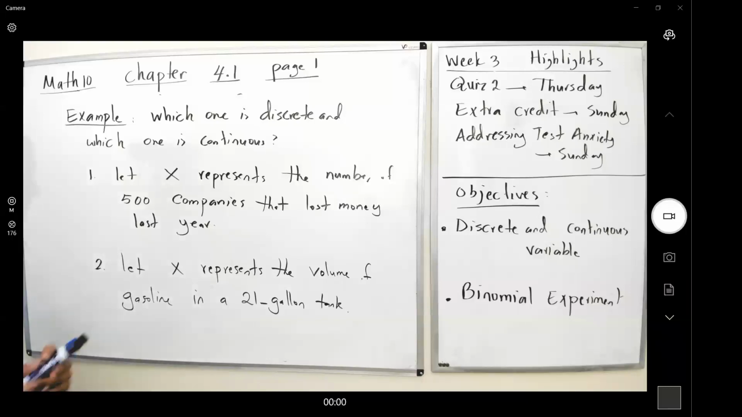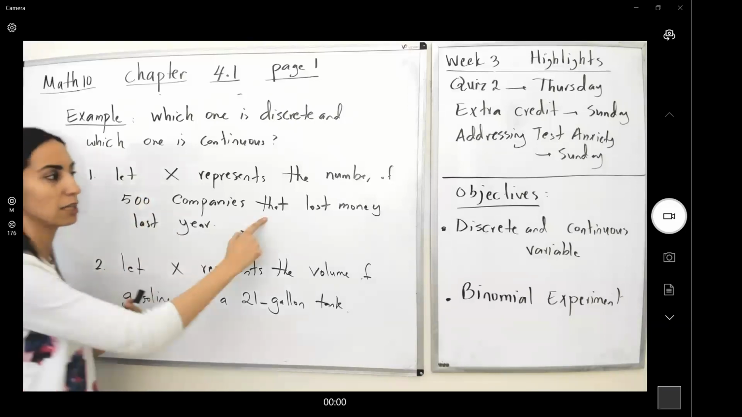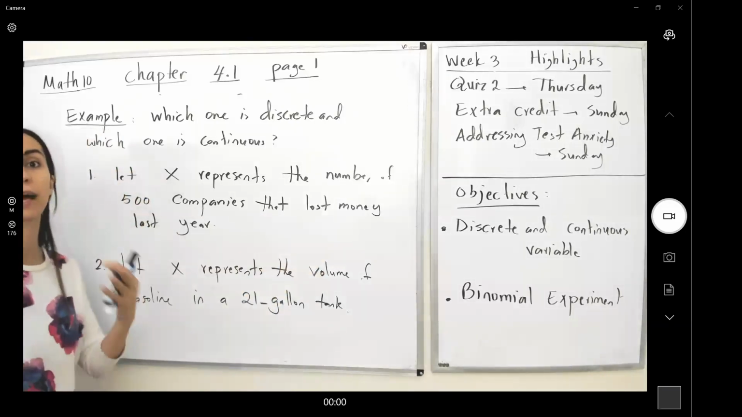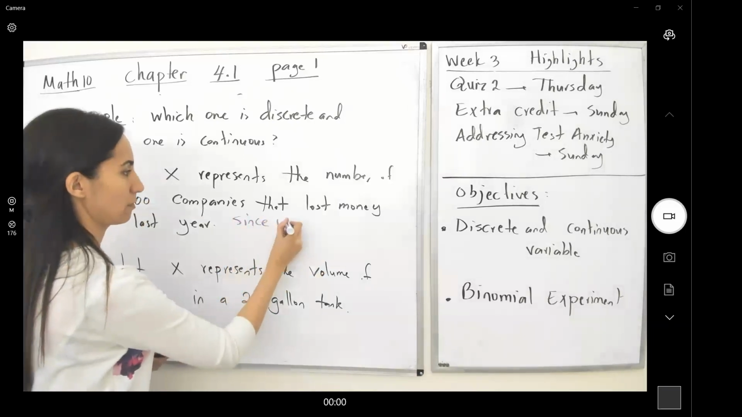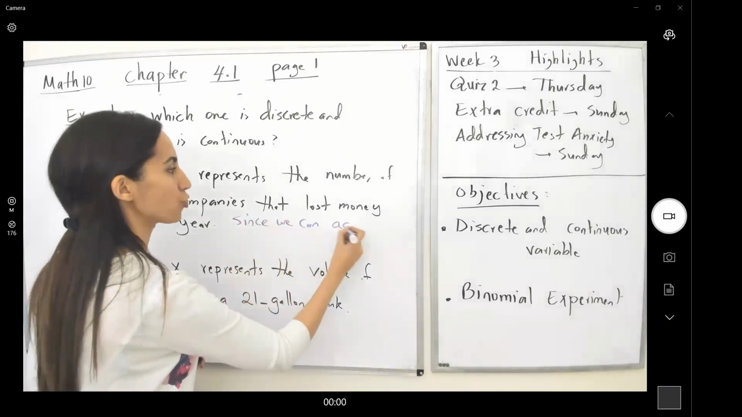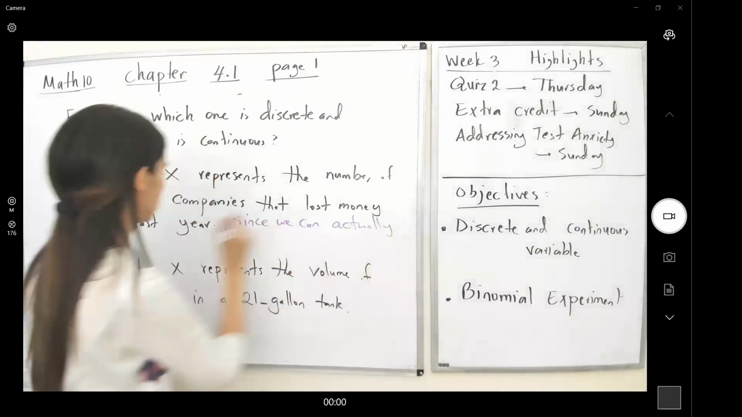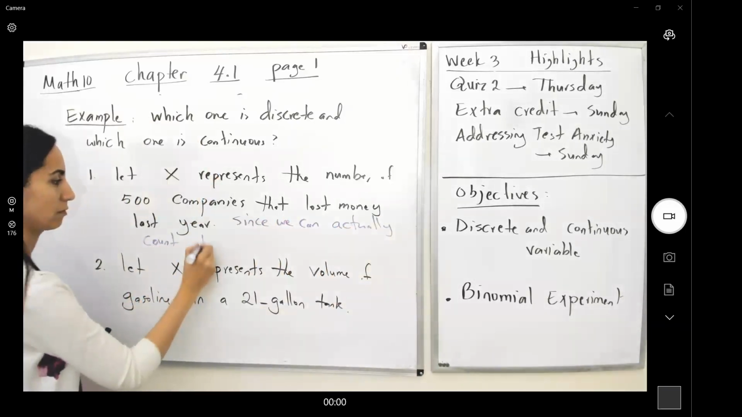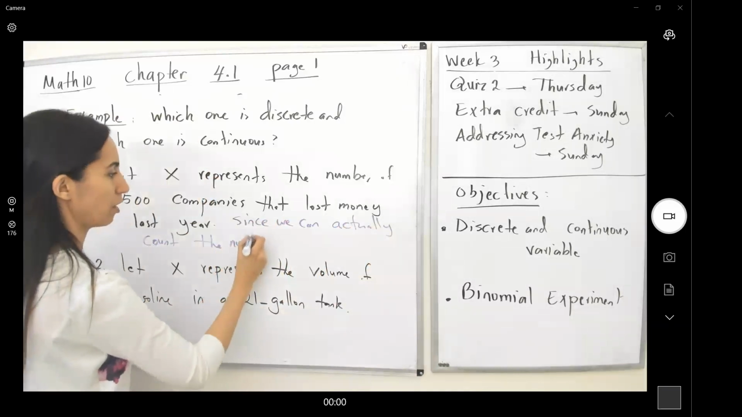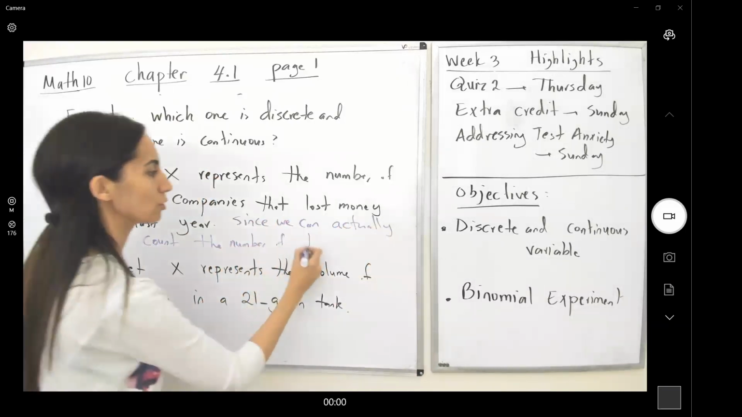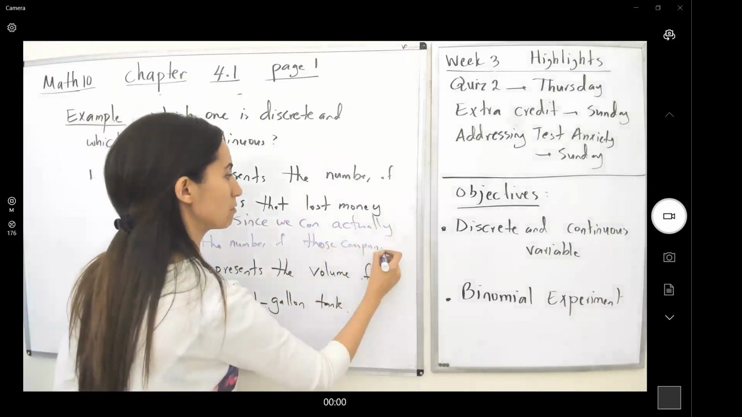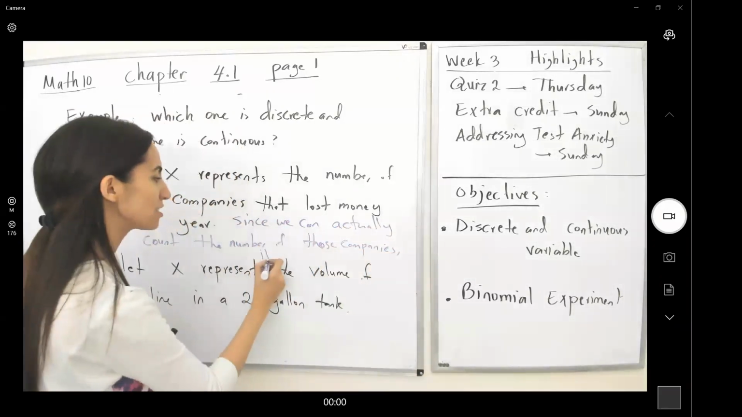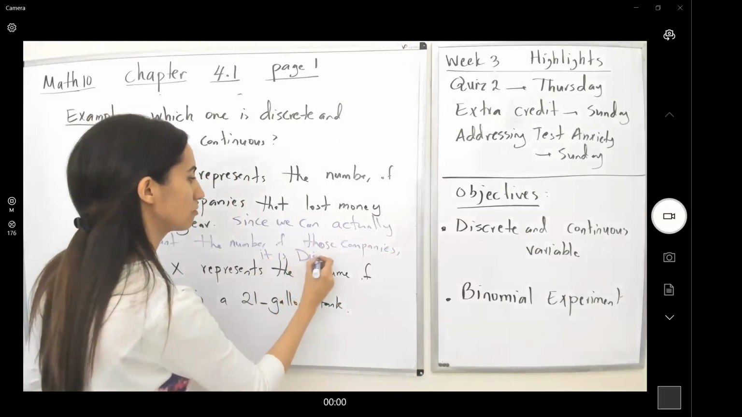Very well. Excellent, guys. So, since we can count the number of companies that lost money, since we can actually count the number of those companies, it is discrete.